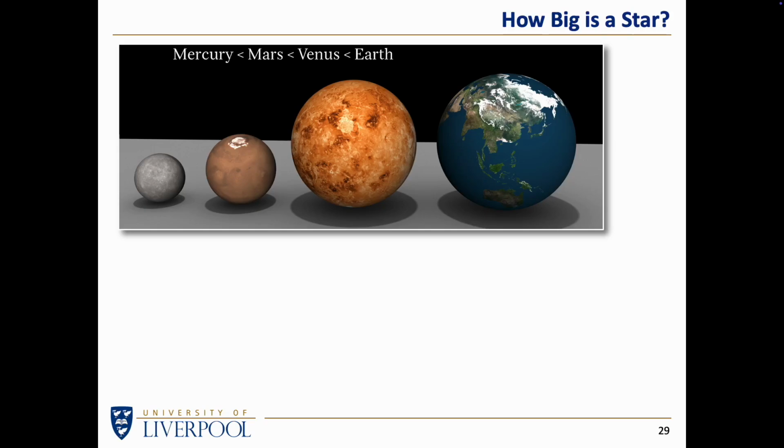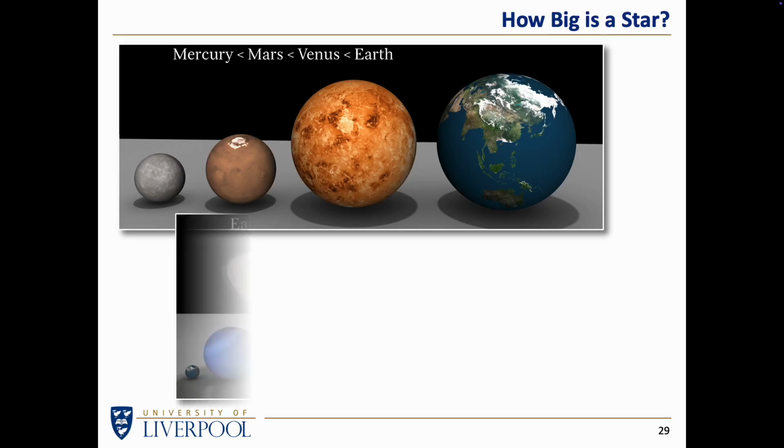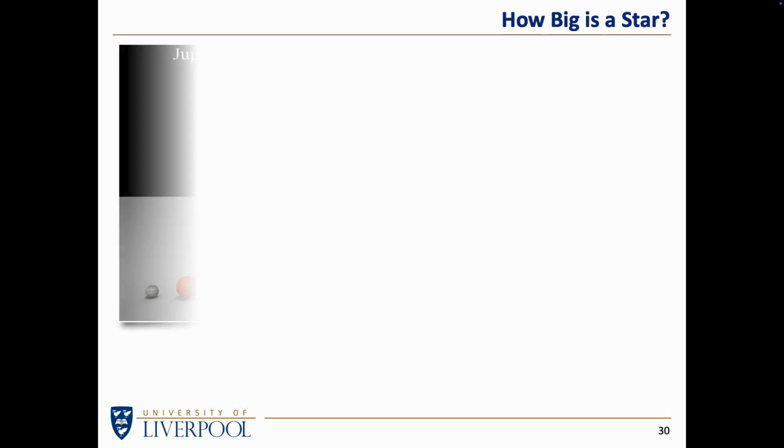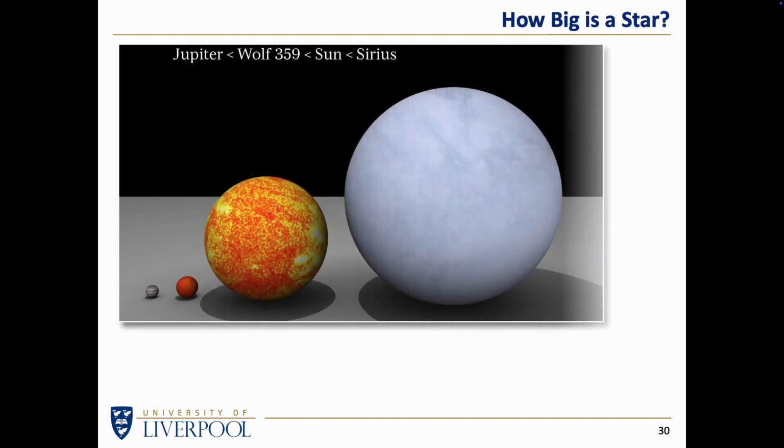Let's take the Earth from the right-hand end of that panel, and put it into the left-hand end of this panel. So there's the Earth, and then we can see the ice giants, Neptune, Uranus, and then the gas giants, of course, Saturn and Jupiter. So that gives us a sense of scale. Now we're going to do the same thing. We're going to take Jupiter from the right-hand side and put it on the left-hand side of the next panel. So there's Jupiter. And you can see that the smallest star, which in this example is Wolf 359, one of the smallest stars we know of, is not that much bigger than Jupiter.